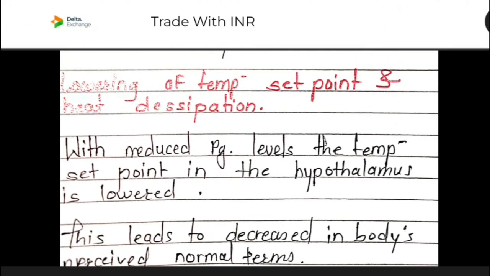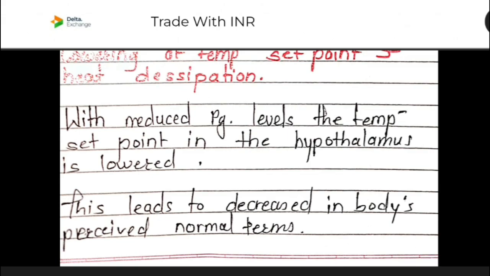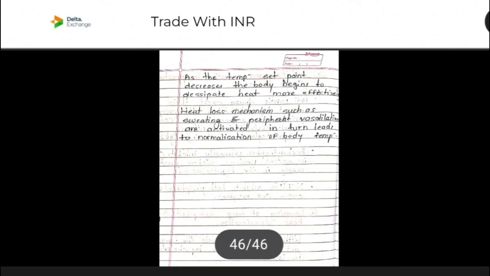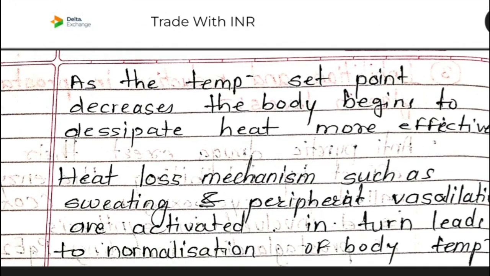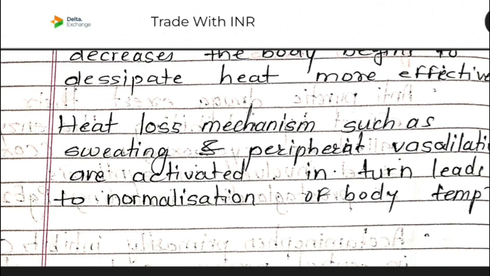Lowering of temperature set point and heat dissipation. With reduced prostaglandin levels, the temperature set point in the hypothalamus is lowered. This leads to a decrease in the body's perceived normal temperature. As the temperature set point decreases, the body begins to dissipate heat more effectively. Heat loss mechanisms such as sweating and peripheral vasodilation are activated, which in turn leads to normalization of the body's temperature.